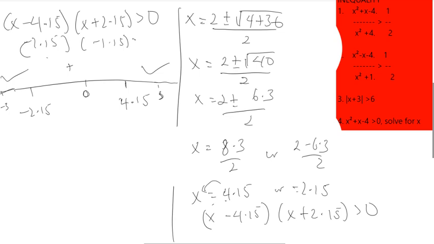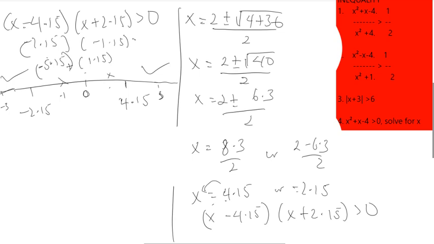And I can tell you for a fact already that this place is going to be wrong. But let's prove it. Let's take a number here. Let's say minus 1. If we put minus 1 here, we're going to have minus 5.15. And then we put minus 1 here, we're going to have 1.15. When we multiply, minus times plus will give us minus. And since it's minus, it's going to be less than 0. So that place is wrong.